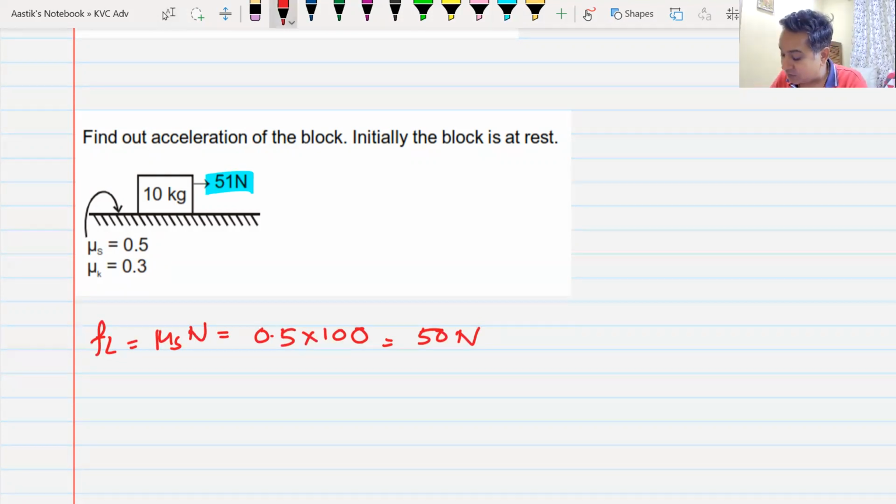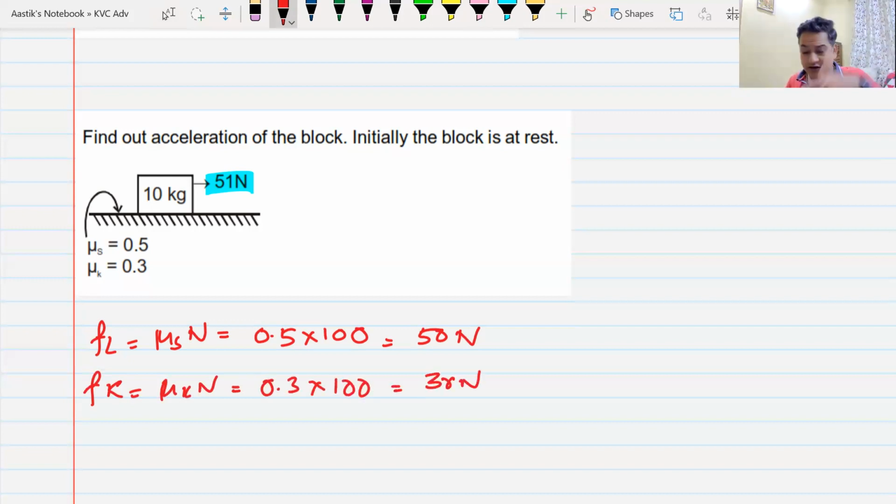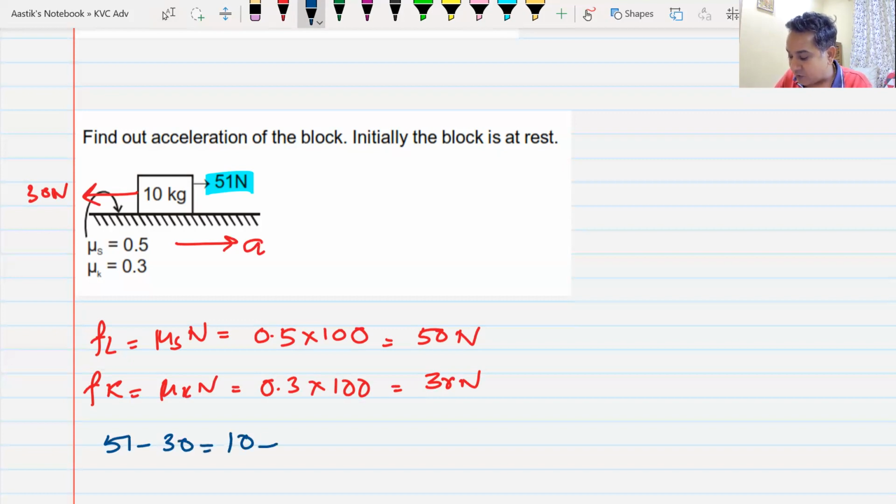So now you have to find out the value of Fk. Fk is mu k multiplied by N. So now it becomes 0.3 multiplied by 100, which is 30 newtons. It drastically comes down. Now backward force is 30 newtons, forward force is 51 newtons. It is going to accelerate in the forward direction. The equation will be 51 minus 30 is equal to 10a. From there, you will get a as 2.1 meter per second square. Do we understand this?